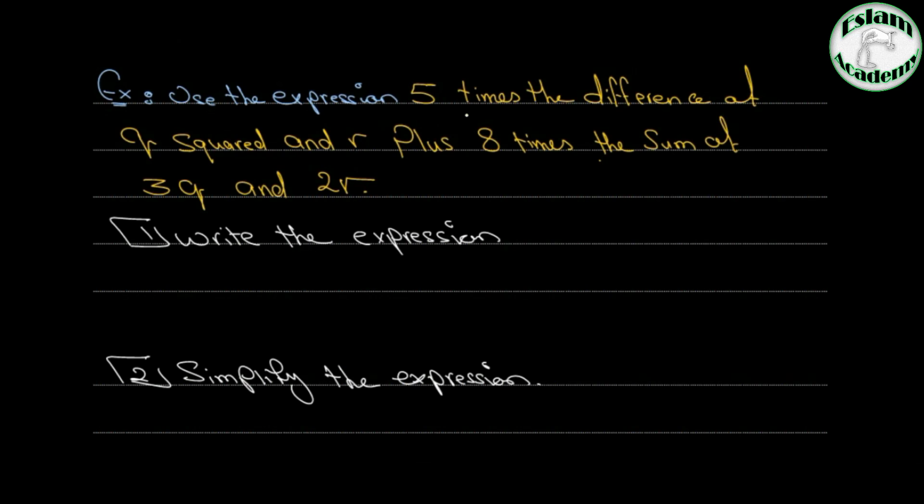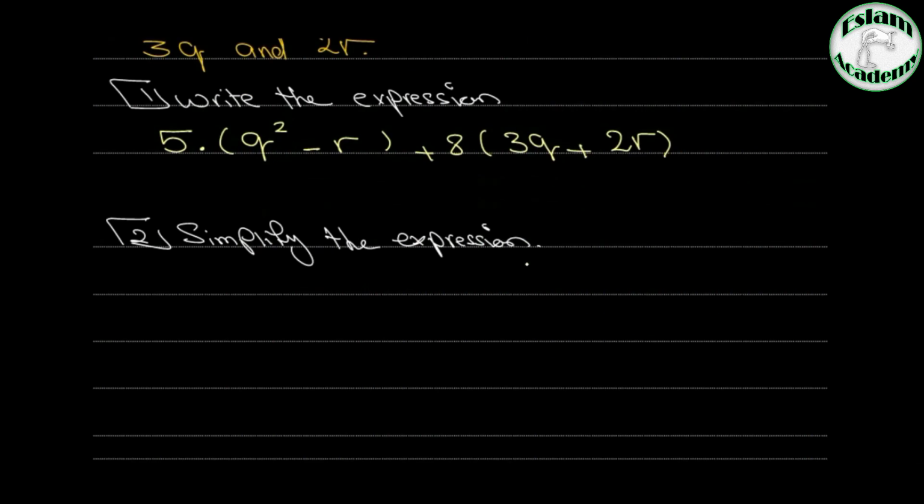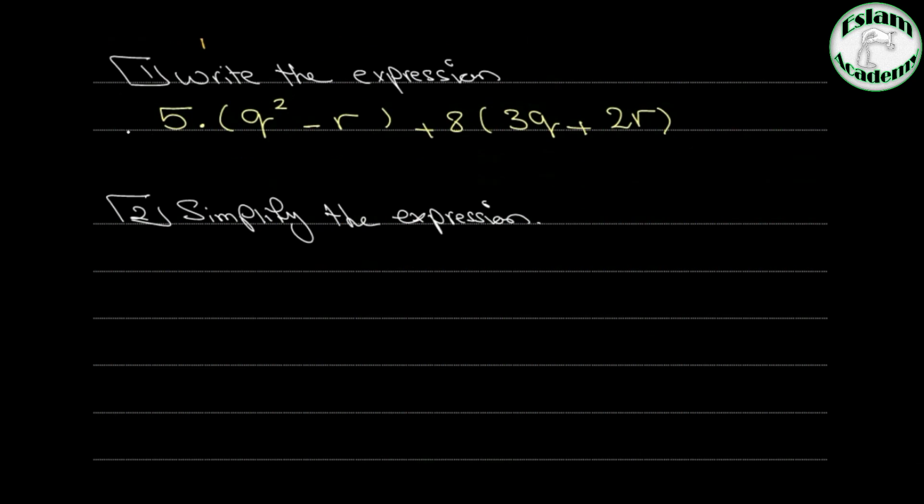In this problem, we need to write the expression 5 times the difference of q squared and r, plus 8 times the sum of 3q and r. At first we start with 5 times. The difference means there is an operation inside the bracket, which is minus: q squared and r, plus 8 times the sum, so the operation inside the bracket will be plus: 3q and 2r.